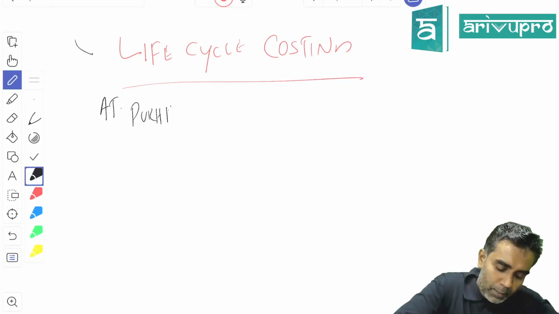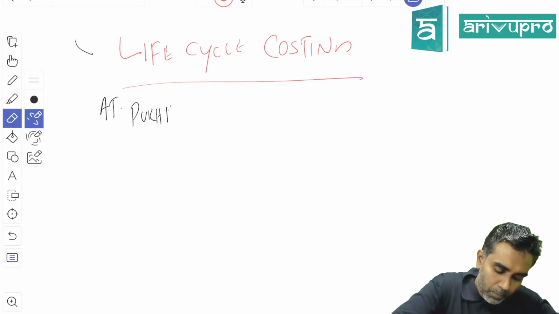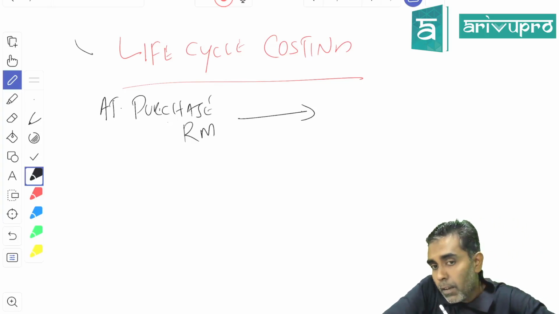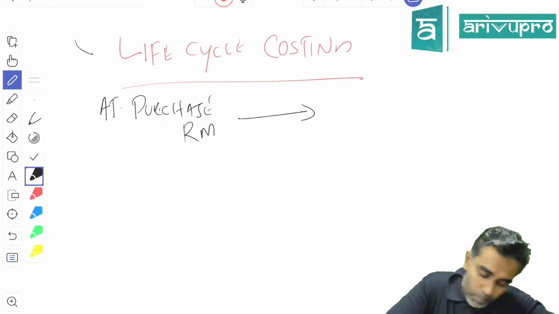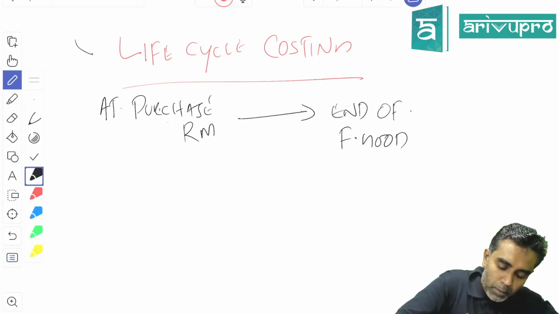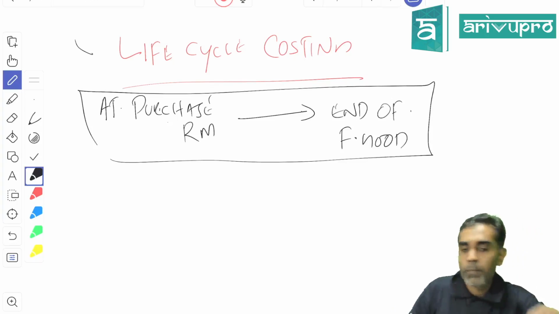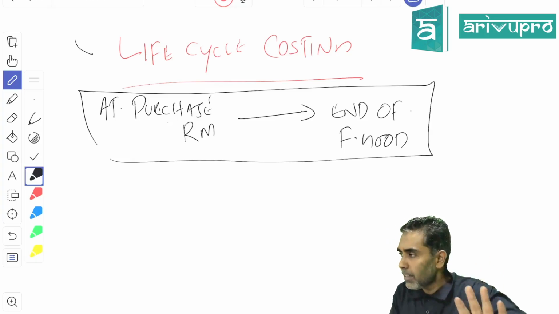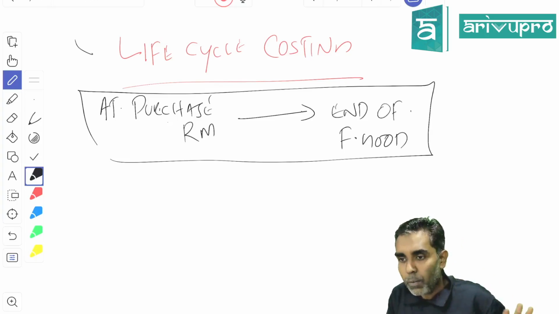Purchase the raw material, until then, from the finished goods. Don't take down. Don't take down. This is the answer that I have got from one of the students.